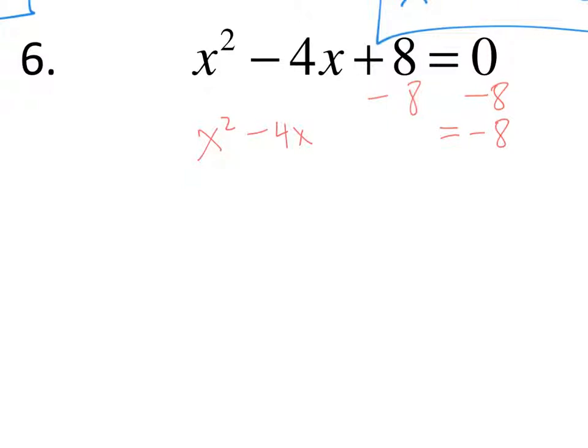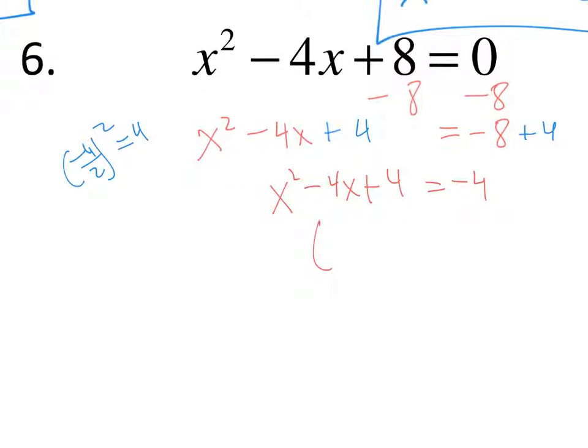Now we need to complete the square by adding half of this squared. Half of -4 is -2. Let's put it over here. -4 divided by 2 squared, that's going to be -2 squared, which is 4. So we're going to add 4 to both sides, and so we end up with x squared minus 4x plus 4 equals -4. This factors into (x minus 2) squared.